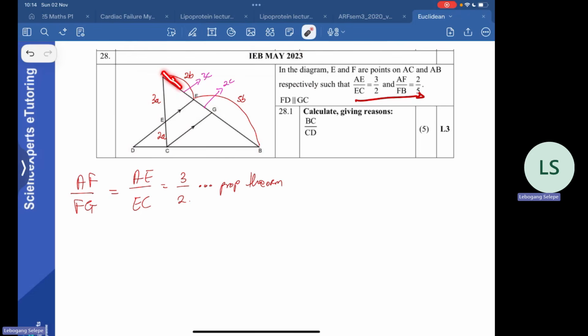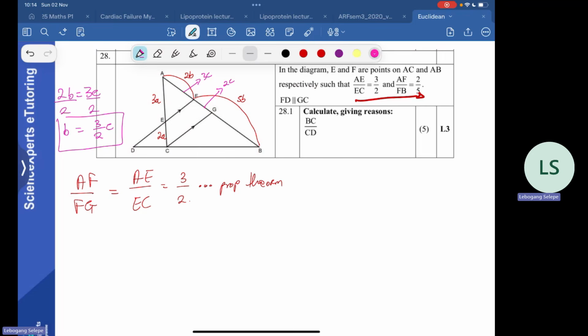This line has 2 letters. We have 2B and 3C. So find the relationship between B and C. I can say that 2B is equal to 3C. Divide both sides by 2. I can already see that B is equal to 3 over 2 C. We would need this at some point, I'm telling you. Notice I haven't started answering the questions, but I'm analyzing the diagram and putting information on the diagram.